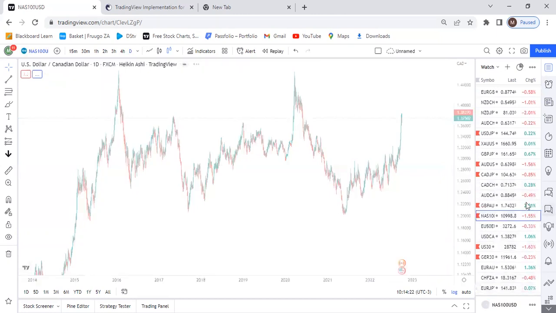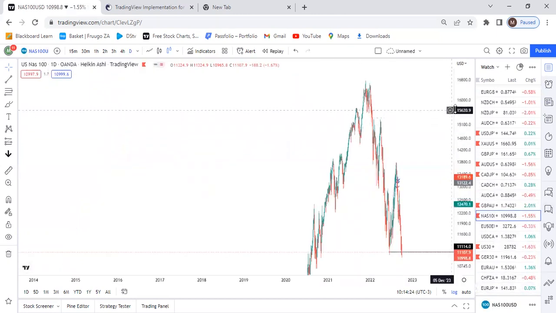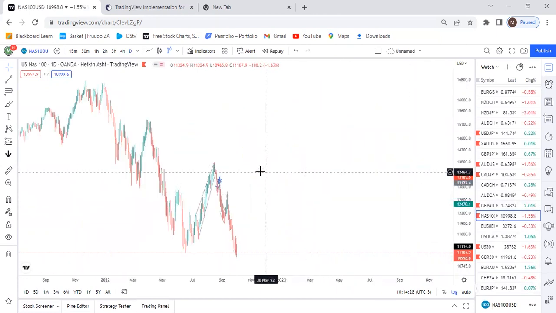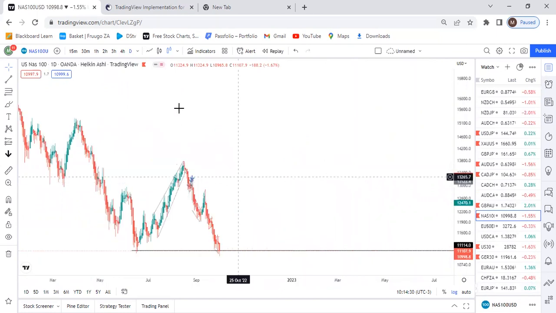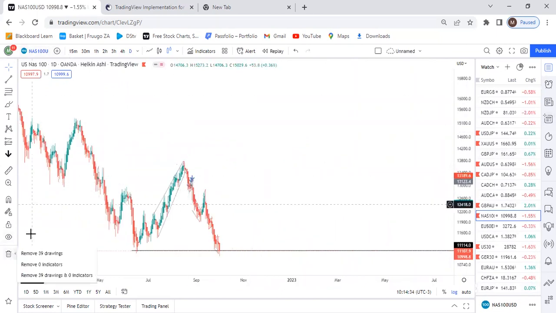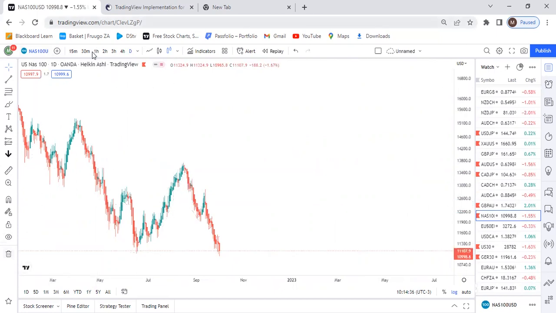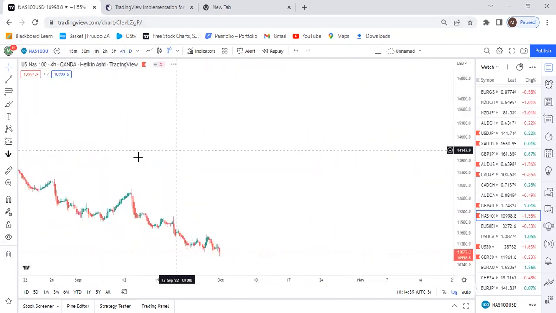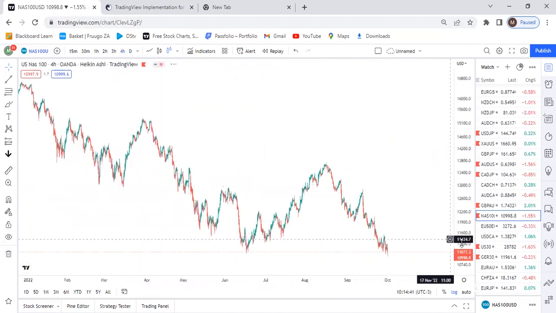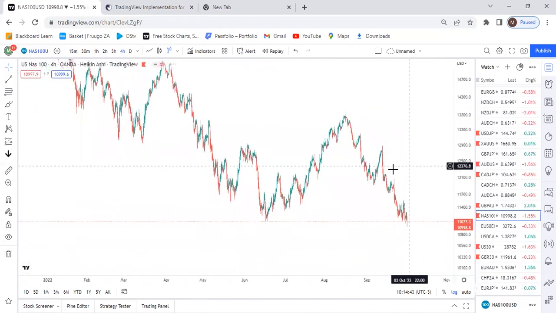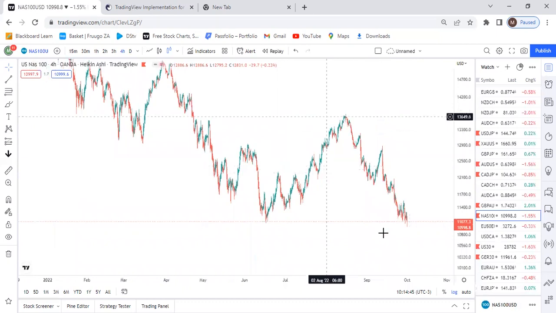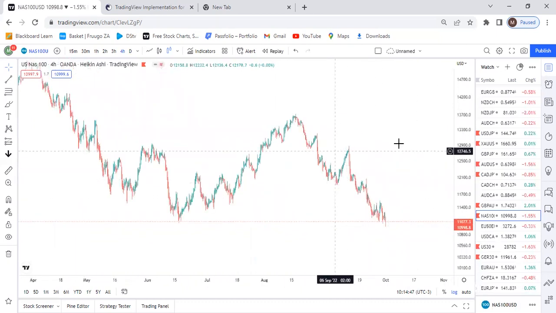Okay. Let's just look at... Let me see. I think Nasdaq is fine. But it won't show the full structure, because you usually use small time frames, but then I'll just show you what's happening.